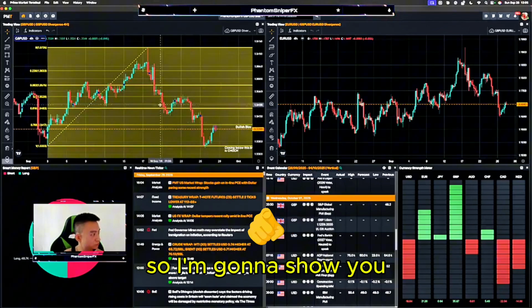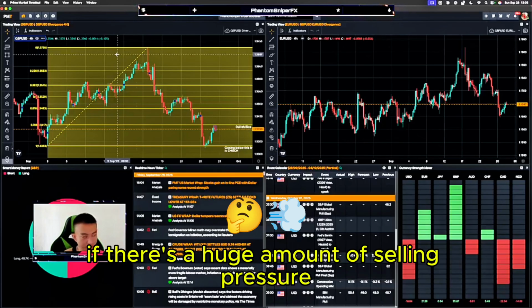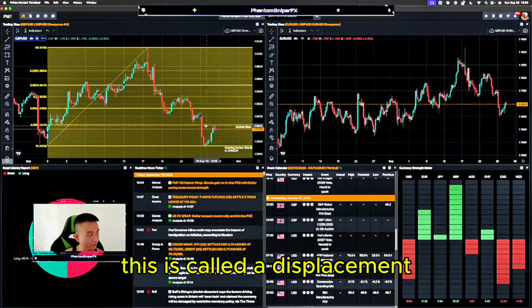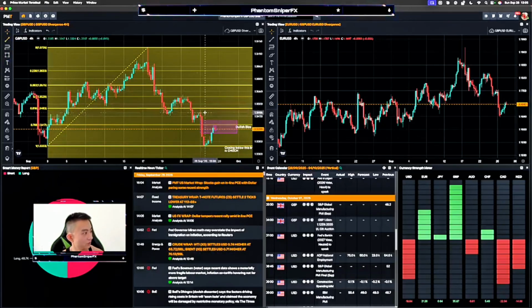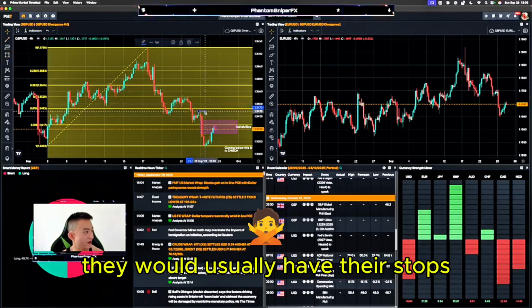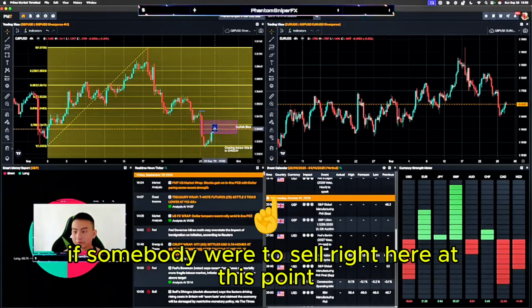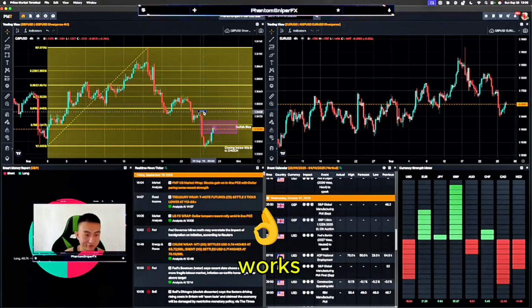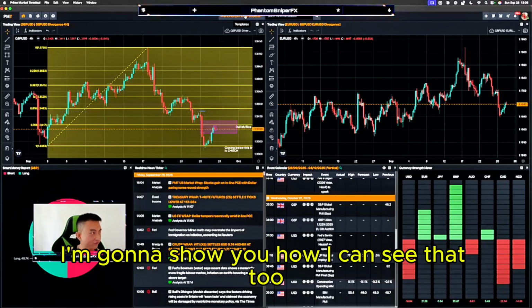I'm going to show you how you can tell if there's a huge amount of selling pressure: when you can see these red candlesticks with displacements on the inside. This is called a displacement. And up here is where they will usually have their stops. So if somebody were to go short right here, if somebody were to sell at this point, they're going to put their stop loss up here. Just how it works. And the banks know that, they can see it. And if you don't believe me, I'm going to show you how I can see that too.